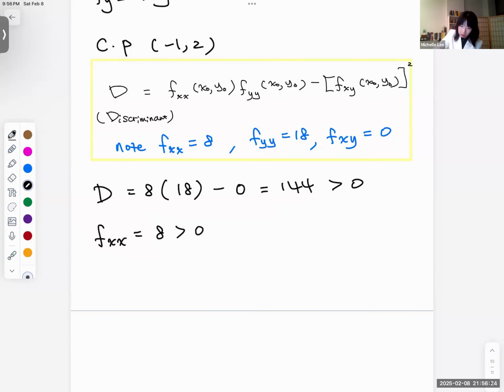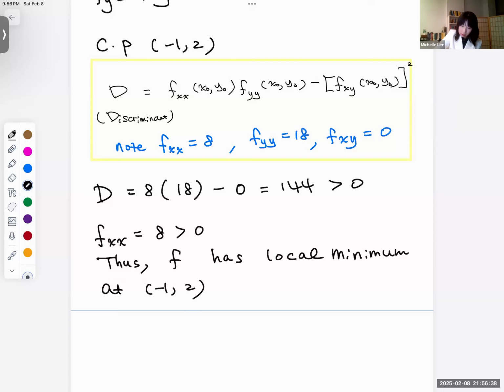So thus f has a local minimum at -1 and 2, the critical points.